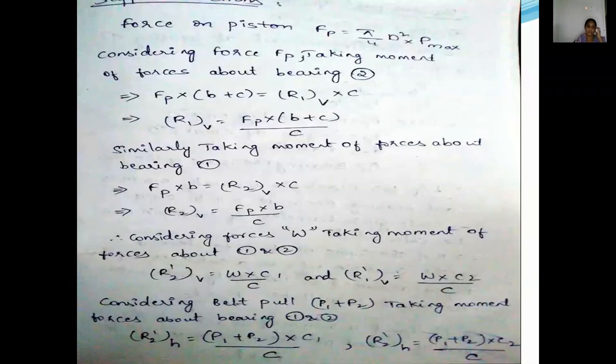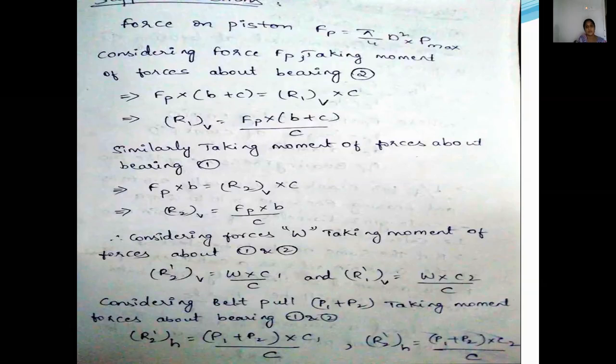Okay, support reactions. The force on the piston Fp is equal to pi by 4 d square into P max. Considering force Fp, taking moment of forces about bearing 2, Fp into B plus C is equal to R1 into V into C. Similarly, taking moment of forces about bearing 1, Fp into B is equal to R2 into V into C. Like that, you will consider the vertical reactions.